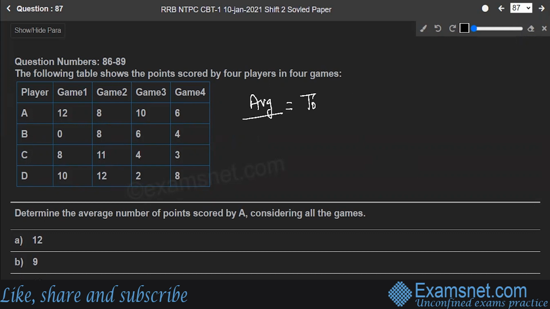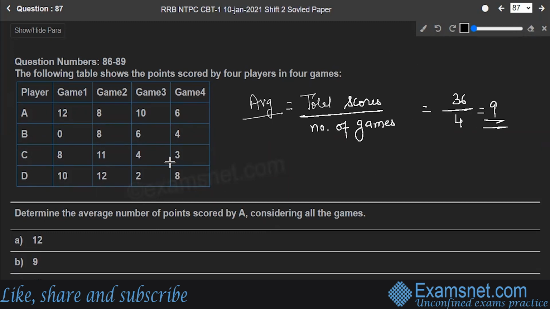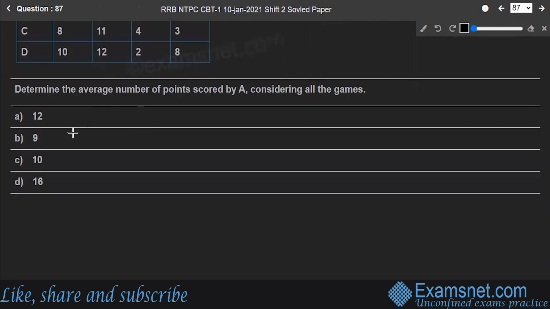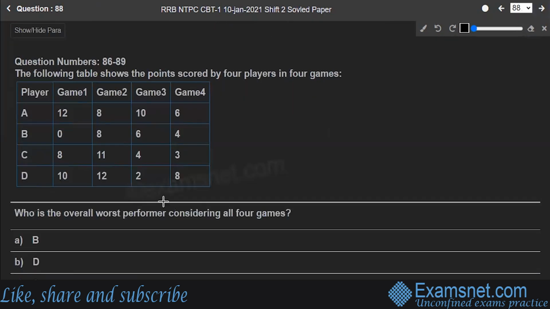Average is the total scores upon number of games. It was 36 and the number of games were 4. So the average came out to be 9. Let's check with the options. We have option B as the correct answer to this question. Hope you understood this as well.